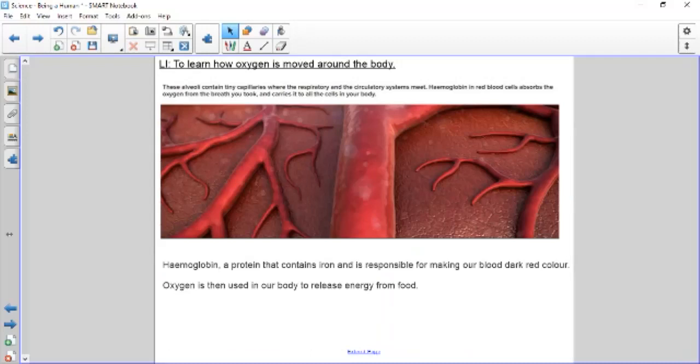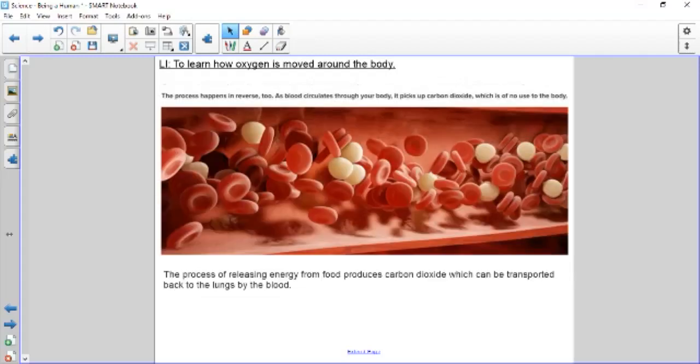It's in red blood cells, and it absorbs the oxygen from the breath you took and carries it to all the cells in your body. Oxygen is then used in our body to release energy from food. The process happens in reverse too.